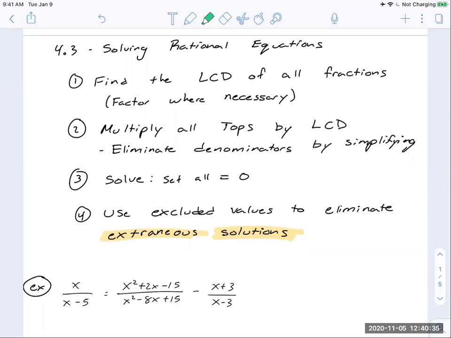So 4.3, very similar to what we've been doing. We need to know LCDs. We need to multiply stuff. We need to factor, reduce, solve. Well, not even solve. The difference is now that we're throwing in the solving part.